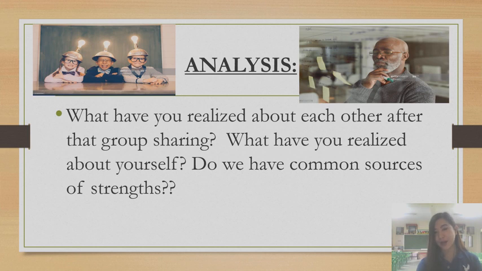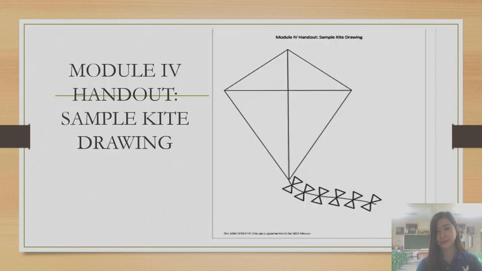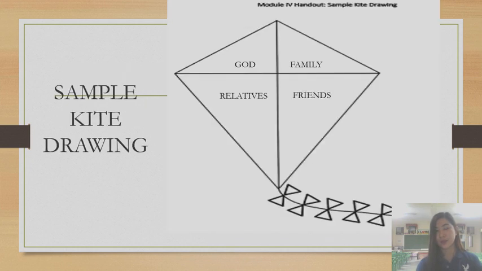Again, write your answer on a sheet of paper. Next activity. So I have a sample of a kite, and then all you have to do is to put the sources of strength on each diamond. I have an example of a kite where I put God as one of the sources of my strength, family, relatives, and friends.